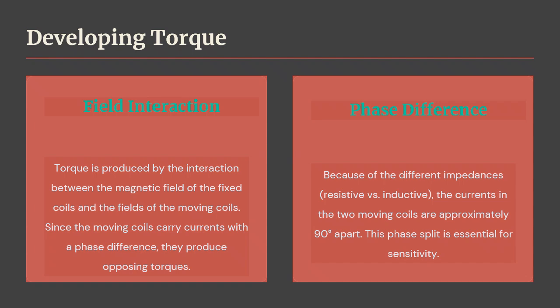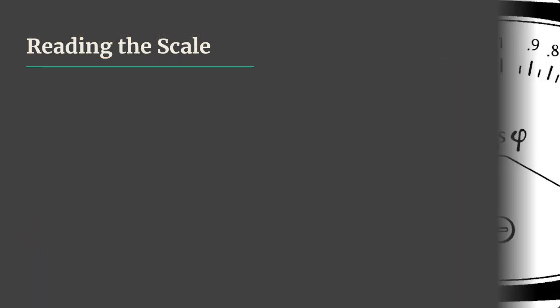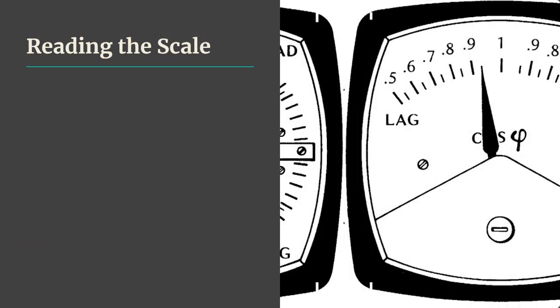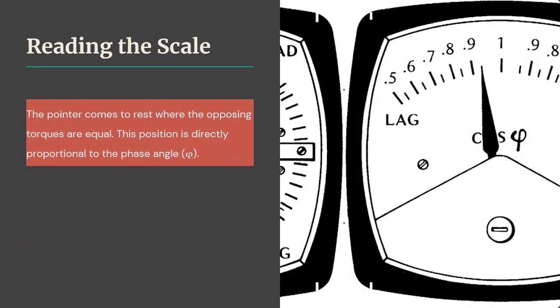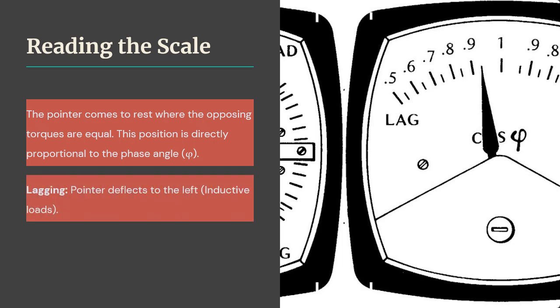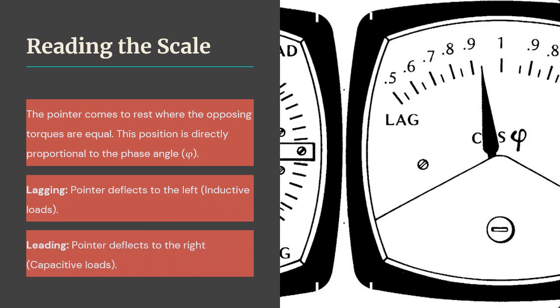Reading the scale. The pointer comes to rest precisely where the opposing torques are equal, providing a direct readout proportional to the phase angle, or the power factor. A deflection to the left indicates a lagging PF due to common inductive loads, while a deflection to the right shows a leading PF from capacitive loads.